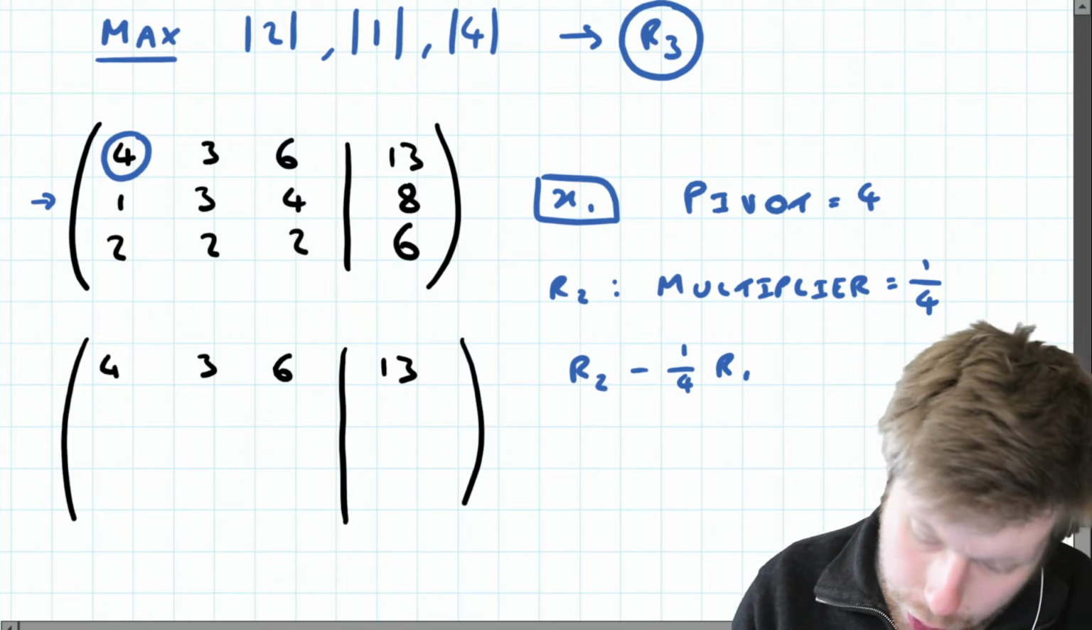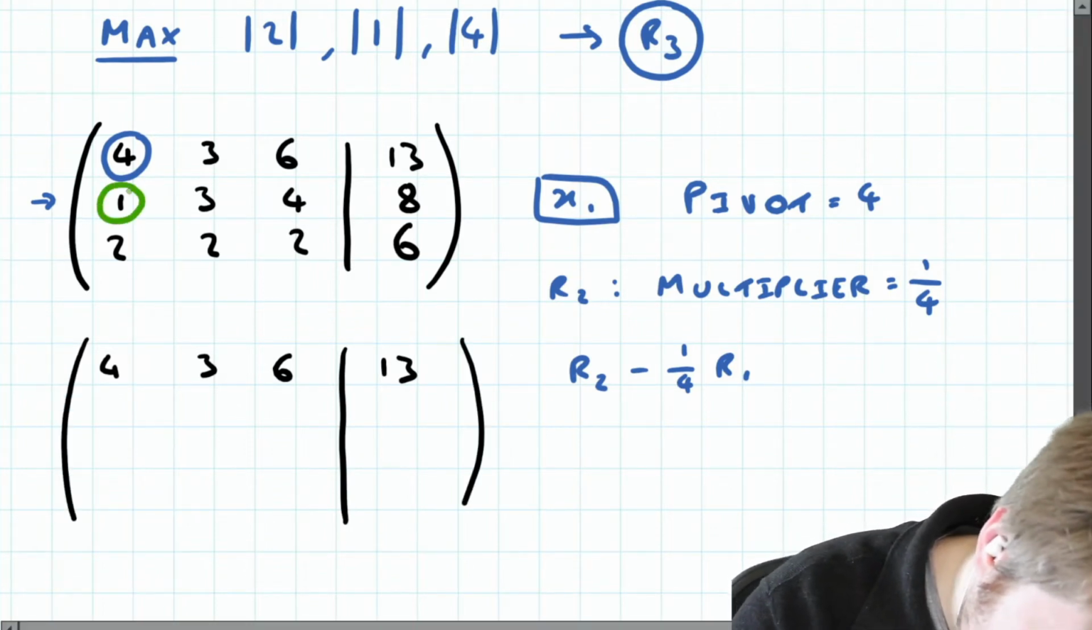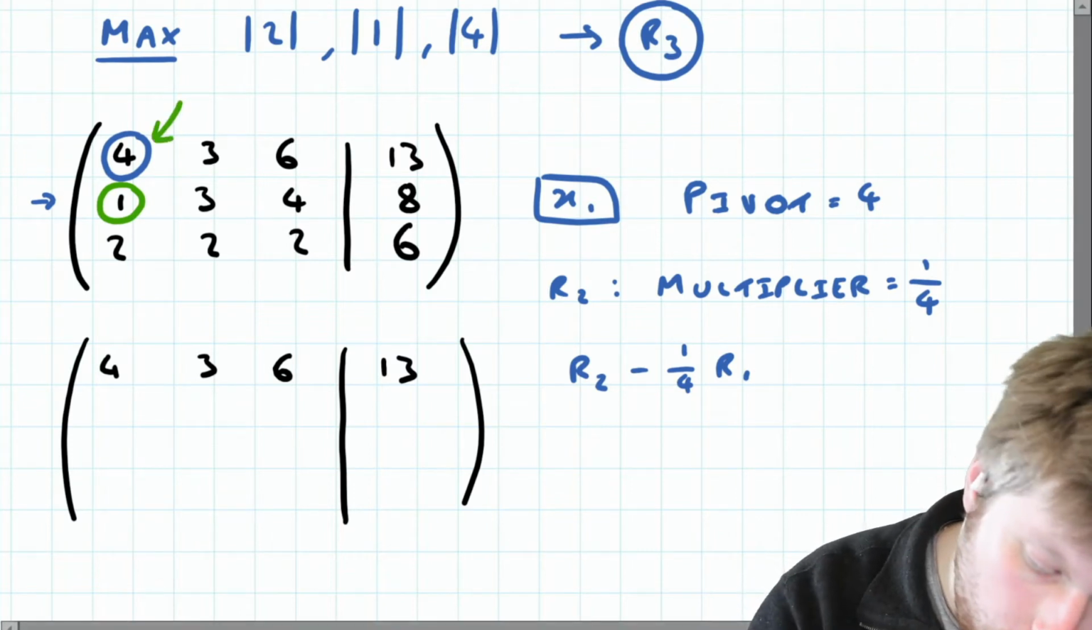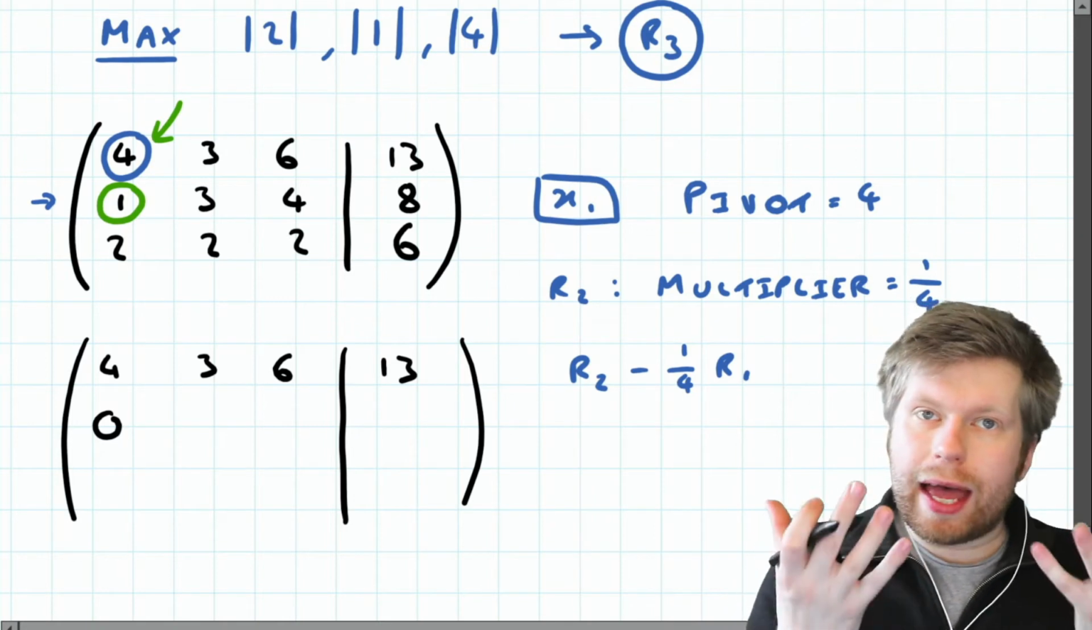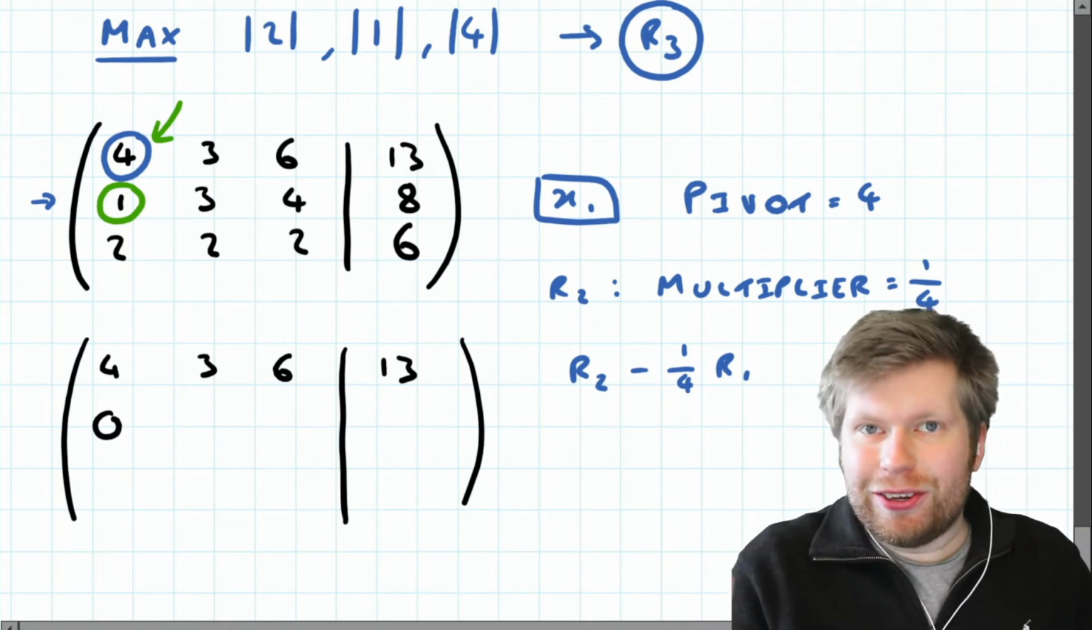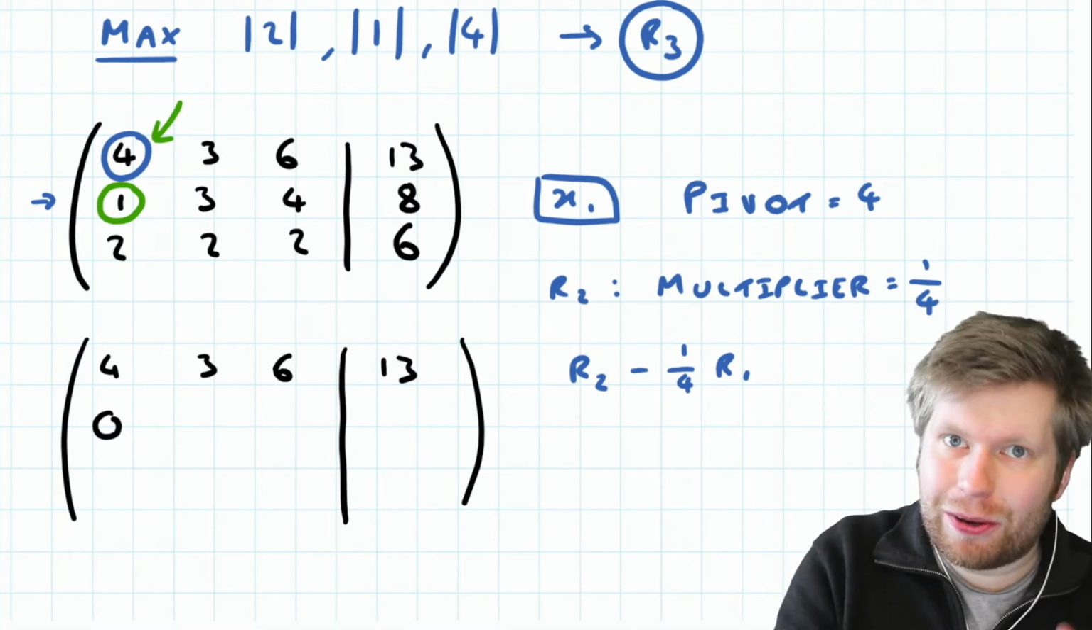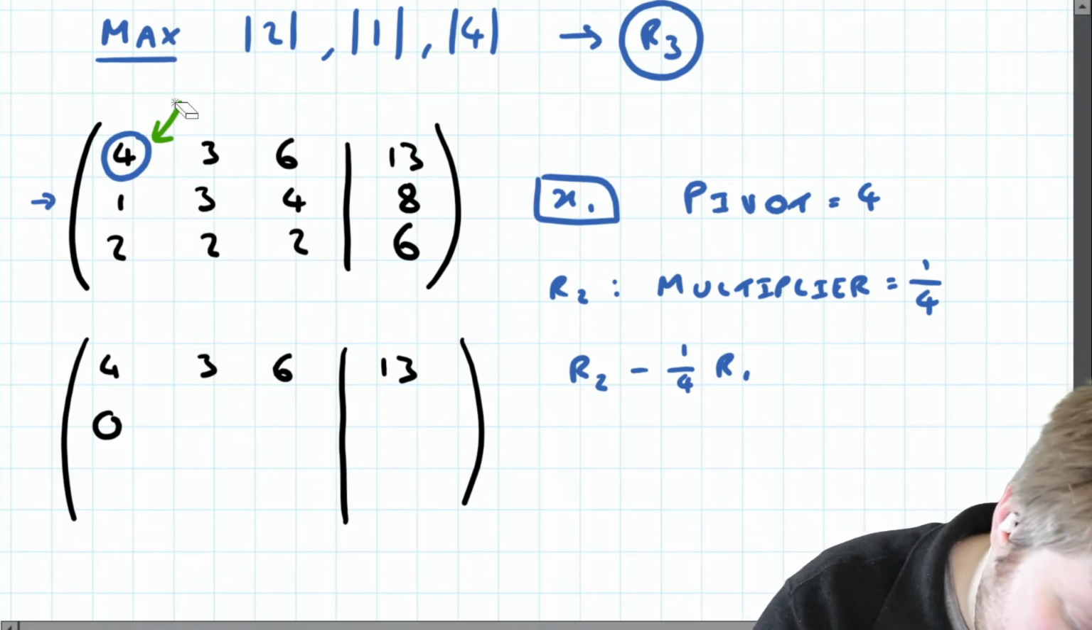But my second row will become 1, take away a quarter of 4. Well, okay, that's 0. And remember, always use that as a little check. You want that element to become 0, so if when you do this process you don't get 0 there, you know you've done something wrong. So go back and have a look.